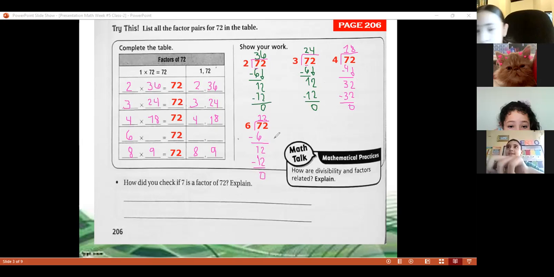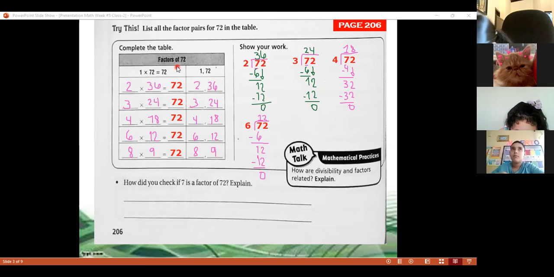Good job. So it's 12, the number that I multiply by 6 to get to 72. So my factors are 6 and 12. Here my factors are 6 and 12, class. So as you can notice, we have many factors for 72.